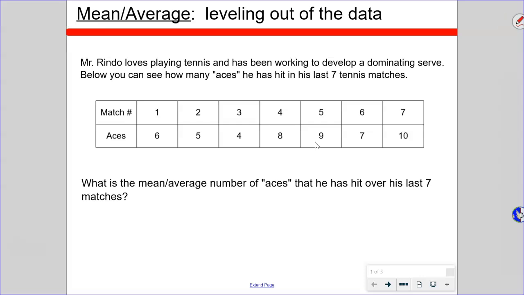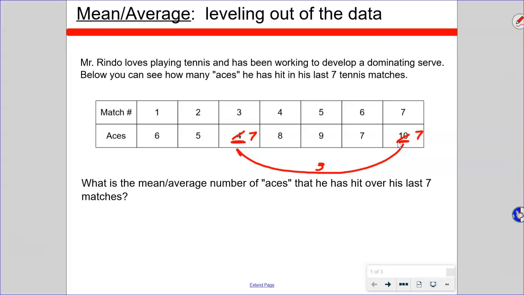I'm going to start with my largest number, take some aces from that one, and give them to my smallest one. Right away, I see that if I take 3 aces from that 10 and give it to the 4, this 4 will become a 7, and this 10 will also become a 7. Already, all of my numbers are closer to being the same. We have a 6, a 5, a 7, an 8, a 9, a 7, and a 7. So we're doing better, but we're not done.